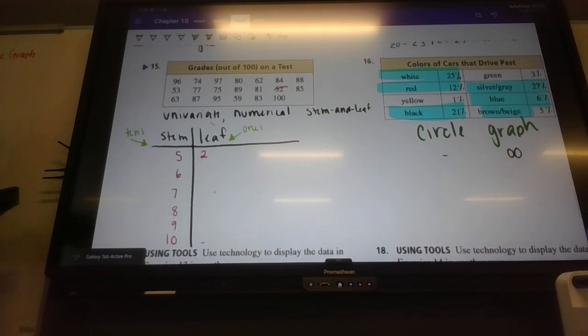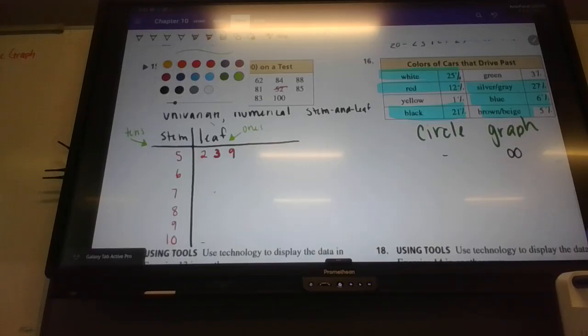There's a 53. I see it. 53. 59. Must go in order. Why have you shut your book while we're still working? 60s. We got a 62. 63. 70s. We got a 74. A 75. A 77.